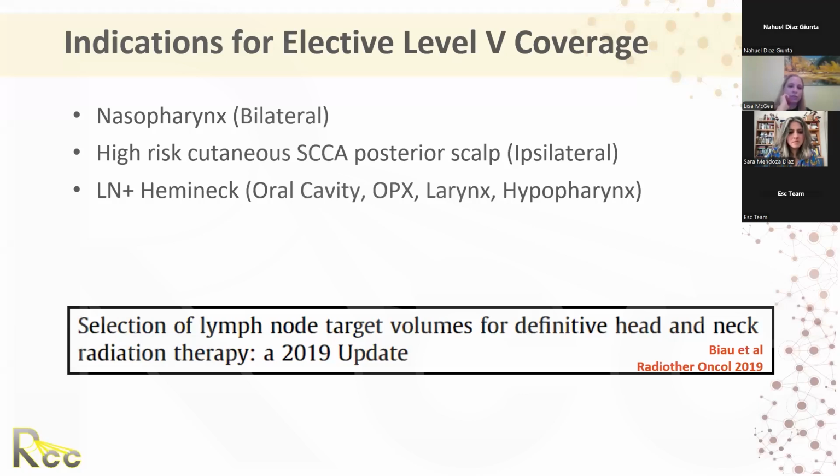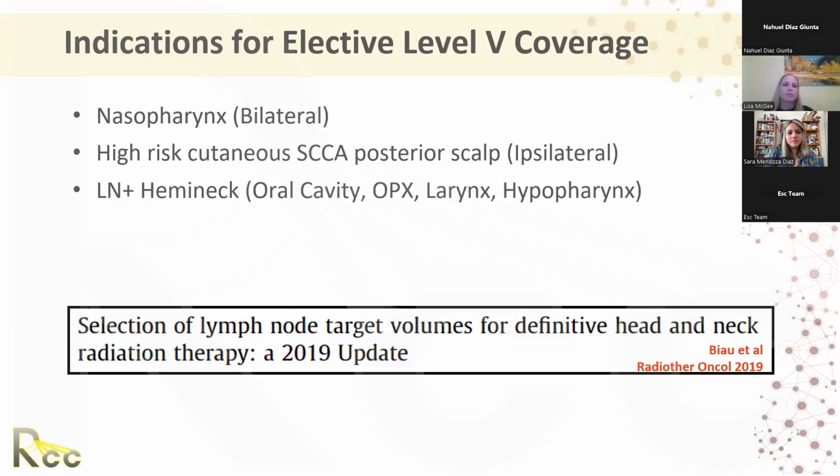If you have a high-risk cutaneous squamous cell carcinoma of the posterior scalp or neck, you would consider covering level 5 in the ipsilateral neck only. So nasopharynx bilateral, high-risk cutaneous cancer, ipsilateral. And then as far as other head and neck subsites, such as the oral cavity, oropharynx, larynx, and hypopharynx, you would make sure to contour level 5 in the lymph node positive heavy neck. And we'll get to that as we're getting to the contouring examples at the end.